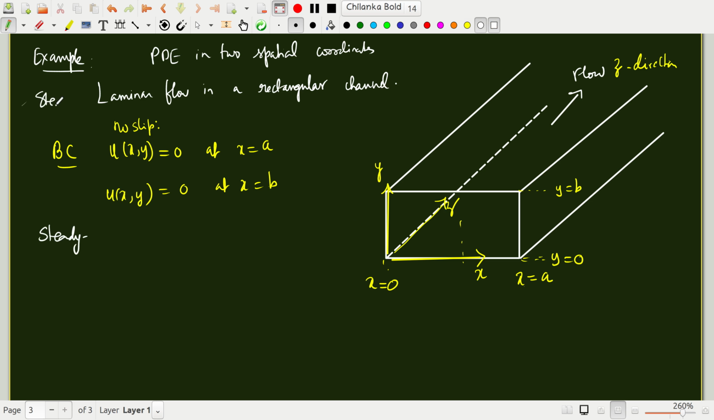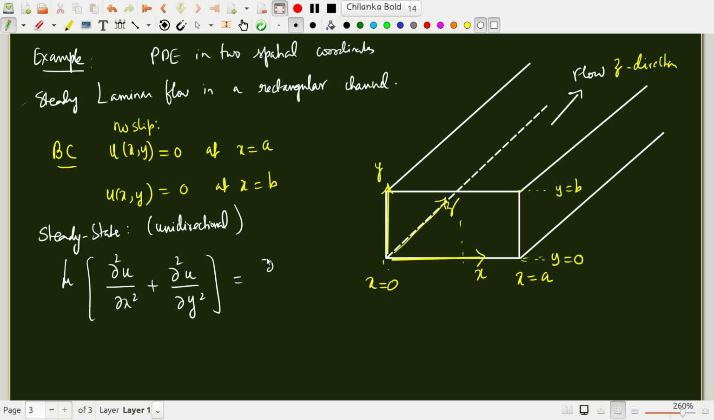The problem we are going to do is just a steady flow. So let's write steady laminar flow. So the governing Navier-Stokes equations, and then we are assuming unidirectional flow. The flow is only in the z direction. This will now reduce to mu times partial squared u by partial x squared plus partial squared u by partial y squared is equal to partial p by partial z. Now if the flow is in the positive z direction, the pressure gradient must be negative. So I'm going to write dp dz as minus delta p by L, where this is a positive quantity.